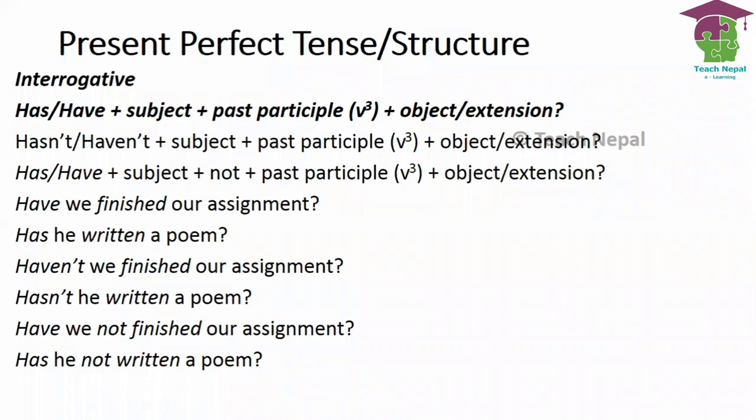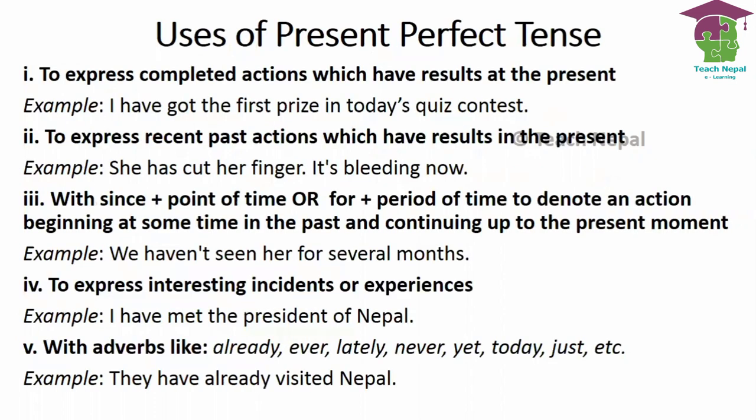Even if it happened in the past, it is understood as having an effect today. The structures of present perfect you have been given here. Please go through these things. Has, have plus verb 3 or hasn't or haven't plus verb 3, right?